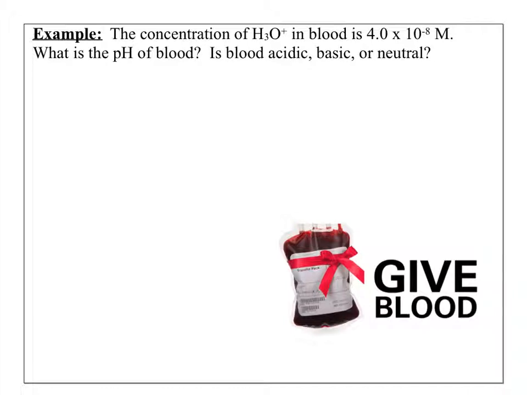The concentration of hydronium in blood is 4.0 times 10 to the negative 8th molar. Now remember that capital letter M stands for molar, moles per liter. That's a unit for concentration, which is what we need to calculate pH. We'd like to know the pH of the blood and if blood is acidic, basic, or neutral.